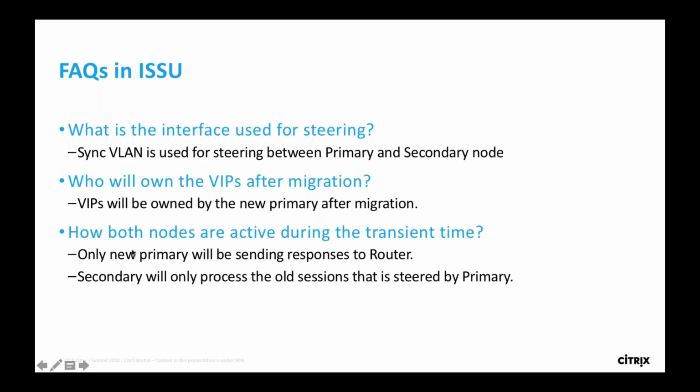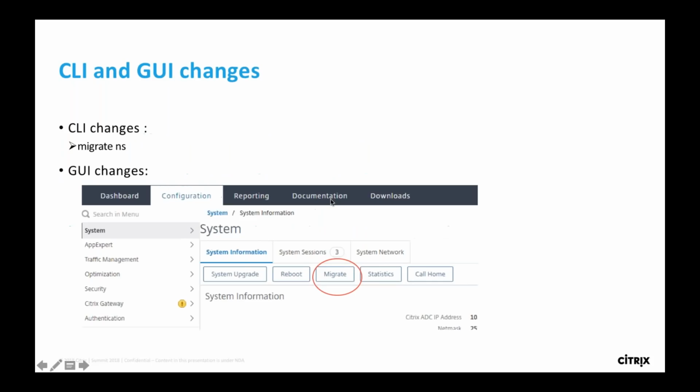So how are both nodes active during this transient time? During this transient time, only the new primary will be sending responses to the router, while the secondary will process only the old sessions that are steered by the primary. All the new sessions will land on the new primary and will be processed by the new primary. So these are some of the questions that came up on in-service software upgrade. If there are more questions, please post them in the chat window. We will address them at the end of this part.